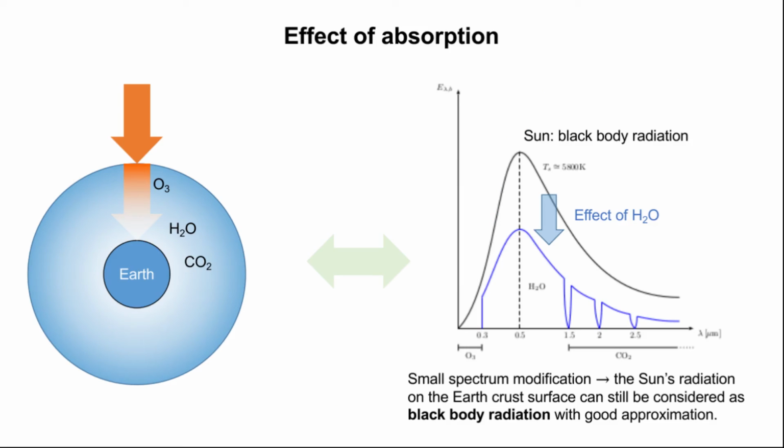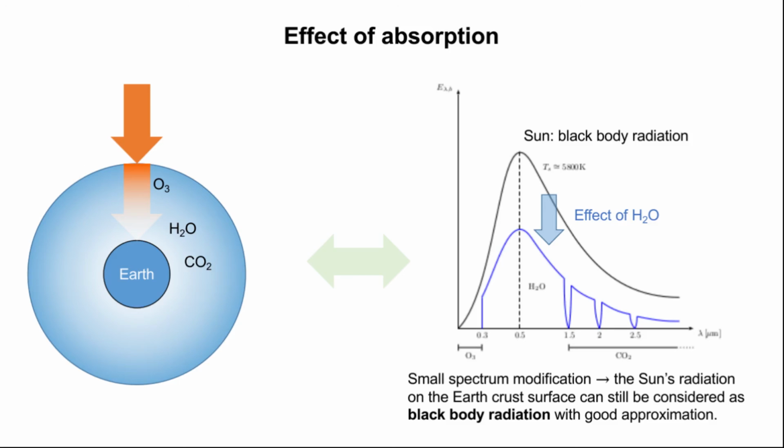Once the Sun's radiation enters the Earth's atmosphere, it starts being absorbed by mainly water vapor, CO2 and ozone. As you can see from the plot on the right, water vapor is the main responsible for radiation absorption. It absorbs over the whole radiation spectrum, and is responsible for an attenuation of the Sun's radiation. On the other hand, CO2 and ozone give smaller contributions. Ozone absorbs small wavelength radiation, up to 0.3 micrometers, while CO2 only absorbs radiation around 1.5, 2 and 2.5 micrometers.